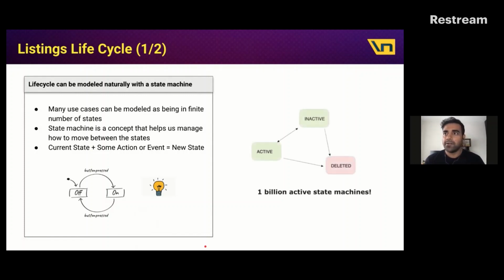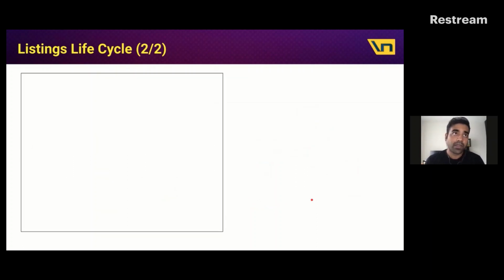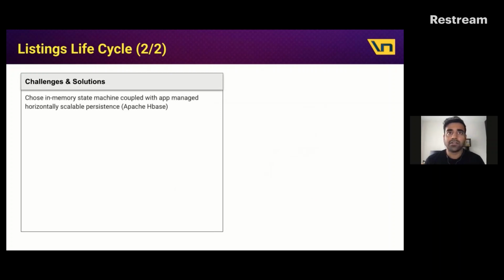Right? And so a listing entity lifecycle is very similar to this model from a domain perspective. And there's a simplified view of it. A listing can be active and inactive, and it can toggle between these states. And once it's deleted, you can't really get back to those states, right? Now imagine we have to do this for a billion such entities, right? So what are the challenges and some of the solutions we looked at?